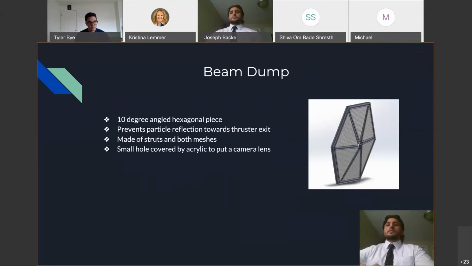It is made of the same mesh materials as the 2-ring assembly, as well as using the same 80/20 strut as the frame of the system. The hexagonal hole left in the beam dump is covered with an acrylic transparent material that a camera lens can fit into for testing purposes on the thruster.